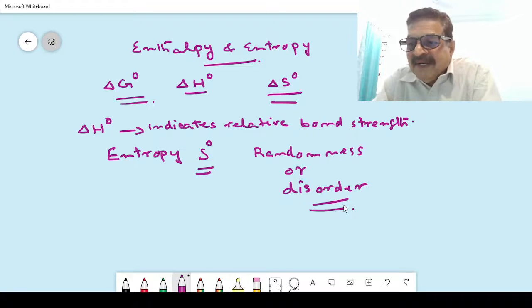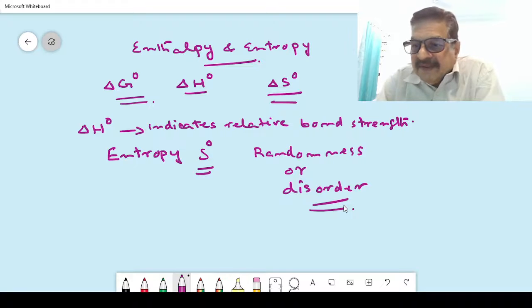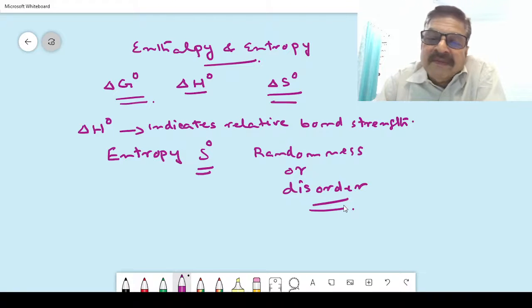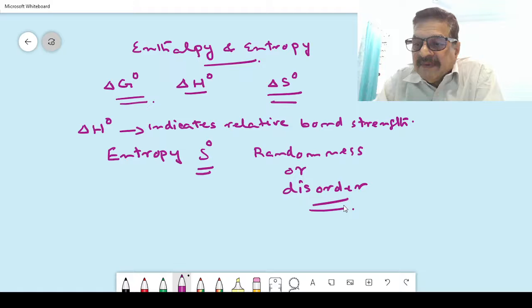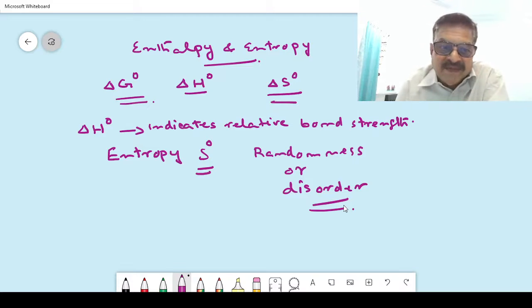That is a simple definition. It is a measure of the randomness or disorder in the system. The more the randomness or the more the disorder, the more the entropy. That means more freedom of motion, or more disorder, gives higher entropy.